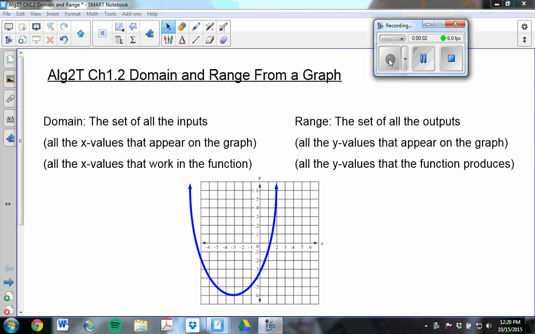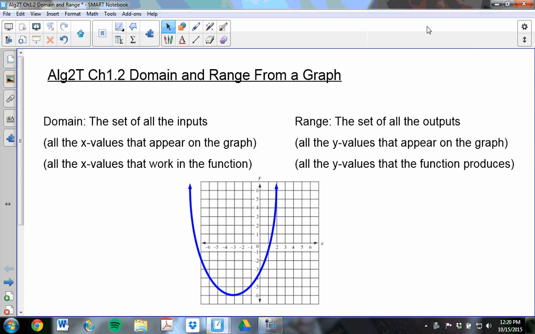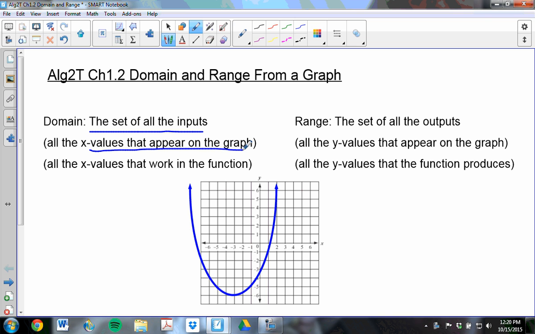Okay, Alg2T Trig, Chapter 1, Lesson 2, talking about domain and range from a graph. We've mentioned before how domain is really the set of all the inputs, which really means the x values that appear on the graph or the x values that work in a function. Sometimes you have functions where numbers can't work, like square roots can't have negative numbers into them, and those are things that wouldn't be part of the domain.